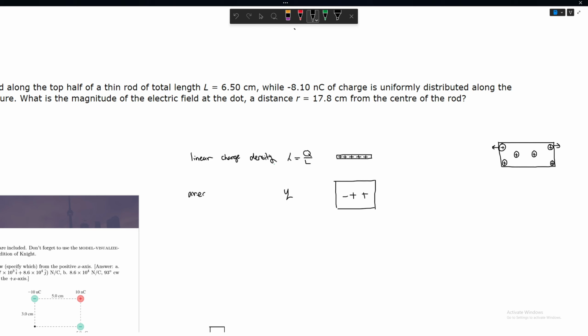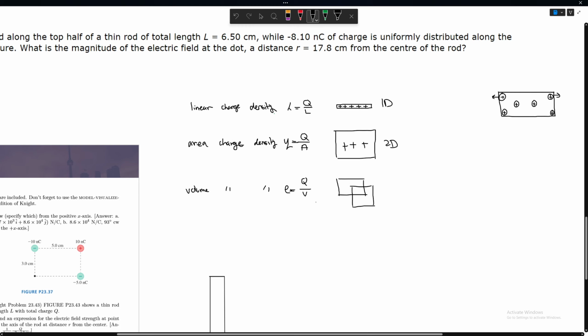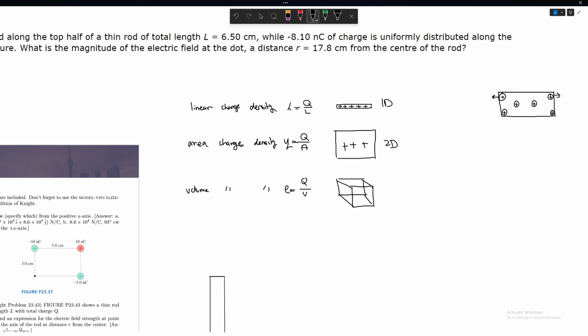And so area charge density. The way to calculate this is Q over A this time. And if you have a 3D object, this is 1D, this is 2D, and 3D. I believe this is eta. I'm not sure what this one is called, but this one is just Q over V, where V is volume, charge density. All right. So if this is all filled with charges, this is how you calculate it.